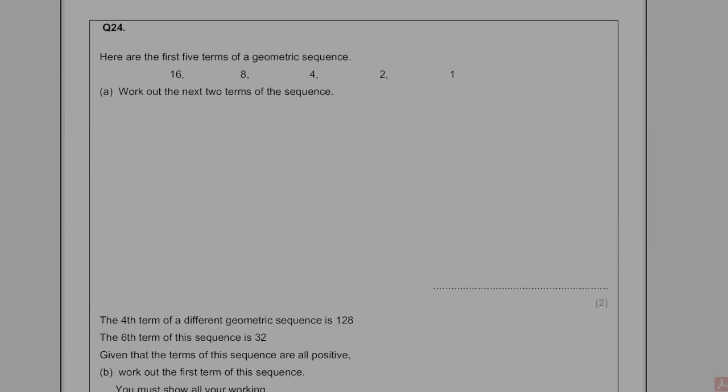Right, question 24. Here are the first 5 terms of a geometric sequence. Work out the next two terms in the sequence. Okay, so for this, the pattern or the common ratio is divided by 2. So our next term is going to be 1 over 2. And then our next term is going to be 1 over 4. So 1 over 2 and then 1 over 4.